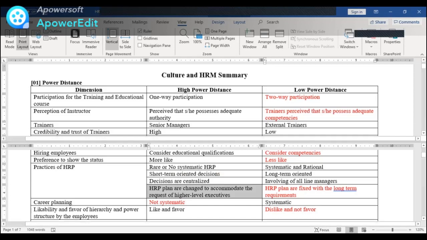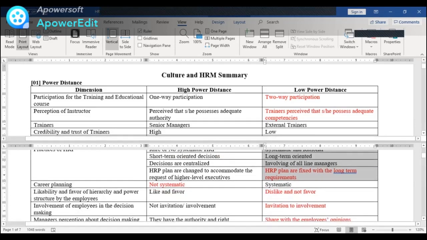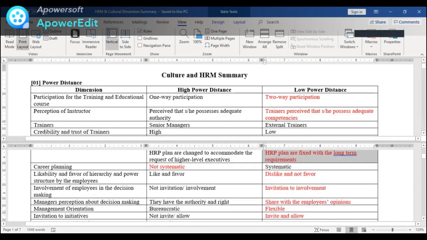Then what are the features of human resource planning in low power distance culture? It is systematic and rational, long-term oriented, involving all line managers, taking inputs from all managers. Human resource plans are fixed with long-term requirements. Then career planning. In high power distance culture, career planning is not systematic, but it is systematic in low power distance culture.